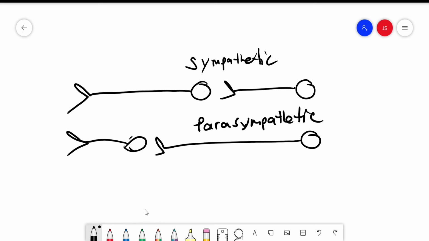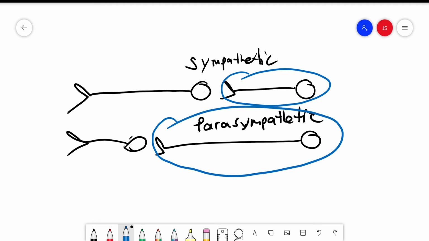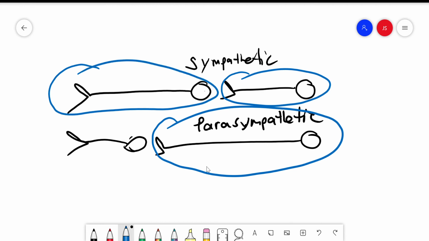What is an easy way to remember and to not confuse the neurotransmitters used in each of these systems at these junctions? So first of all, this is the preganglionic fiber of the sympathetic nervous system. This is the preganglionic fiber of the parasympathetic nervous system. This is the postganglionic fiber of the sympathetic nervous system. And this is the postganglionic fiber of the parasympathetic nervous system.